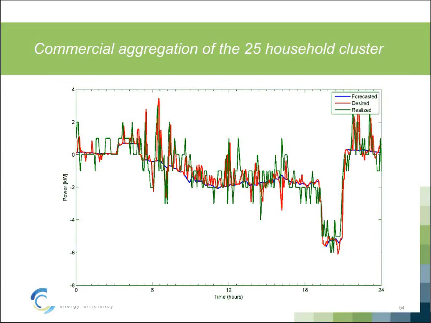Demand response can be continuous, it can be instantaneous depending on the type of device that you have. And from our field tests, it appears that all these behaviors of demand can be expressed into bid functions. And this is an example of the commercial aggregation of devices in a 25 household cluster, as we experimented with it in Hoogkerk, which is a residential area in the neighborhood of Groningen, the Netherlands. What you see here is in blue the forecasted profile, and in red the desired profile, which also accounts for some interaction with an external objective to deliver services to the electricity market.